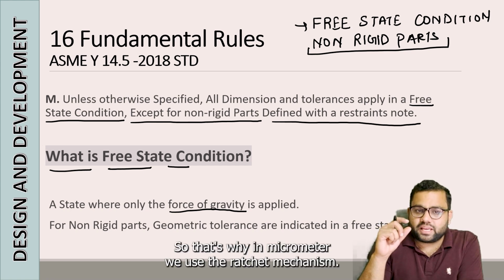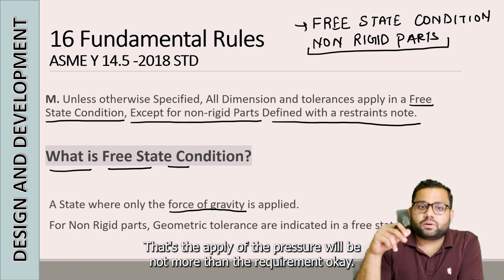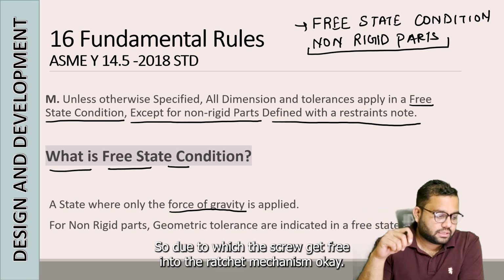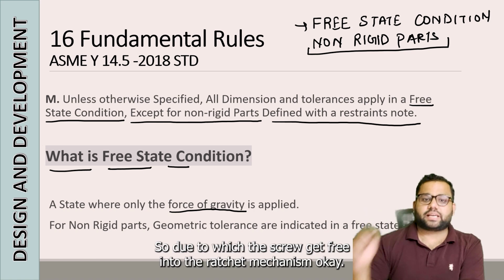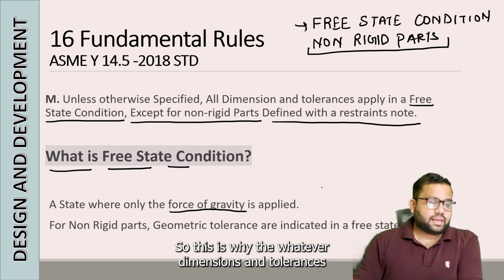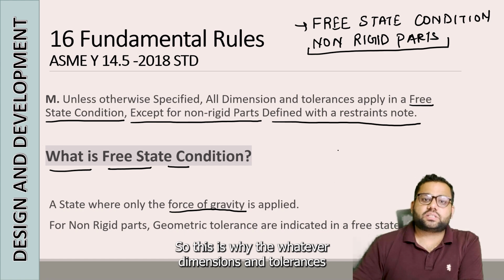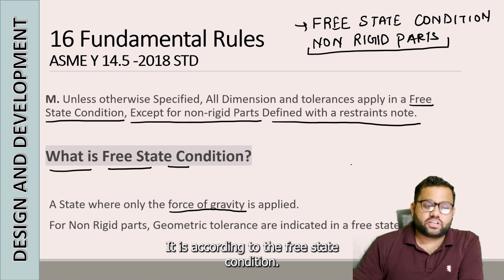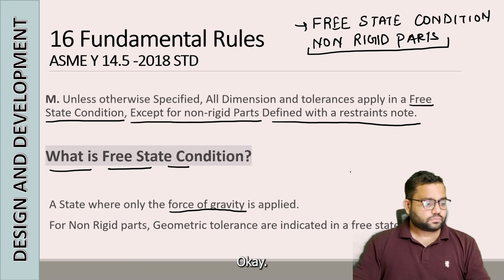That's why in a micrometer we use the ratchet mechanism, so that the pressure applied will not be more than the requirement. Due to which the screw gets free in the ratchet mechanism. So whatever dimensions and tolerances we have given in the engineering drawing, it is according to the free state condition.